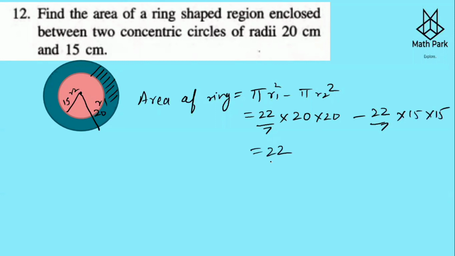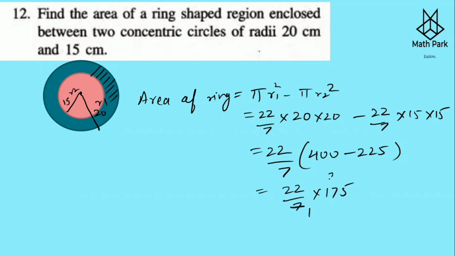Let us take 22 by 7 common. We have 20 squared is 400 minus 15 squared is 225. So 400 minus 225 gives 175. 22 by 7 into 175. When I divide 175 by 7, we get 25. So 22 times 25, we get 550 square centimeters, the area of the ring-shaped region enclosed between two concentric circles.